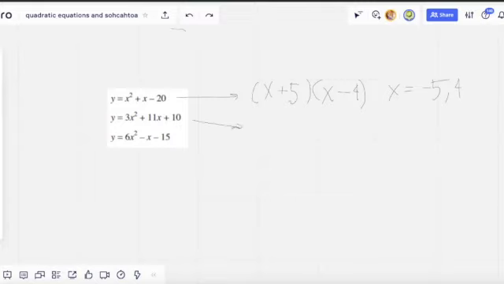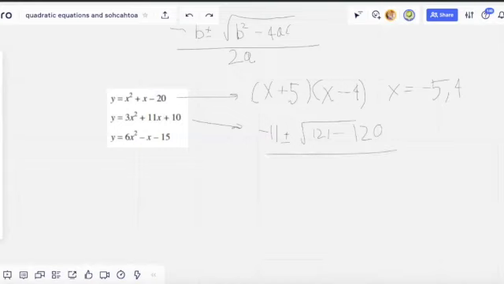So if you guys remember, it's -b plus or minus root b squared minus 4ac over 2a. So -b is going to be -11. So the second number is b, -11. Plus or minus root b squared is 121. Now 4 times a times c is going to be 10 times 3 times 4, which is 120. And then everything's divided by 2a, so divided by 6.